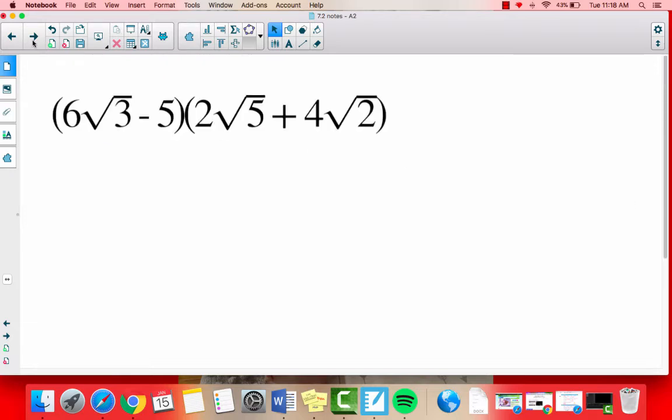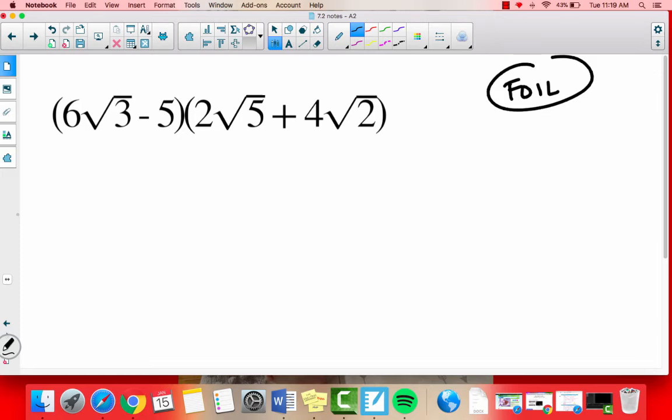The next part we're going to be looking at is basically just multiplication. If you notice here, we've got two binomials that I want us to multiply, and it's just FOIL. We're just stepping up our multiplication skills a little bit by dealing with the radicals. I'm going to FOIL first, outside, inside, last, and I'm going to show you that process, and then we're going to talk about how it's different when we have a radical in it. So first would be the 6 root 3 times 2 root 5.